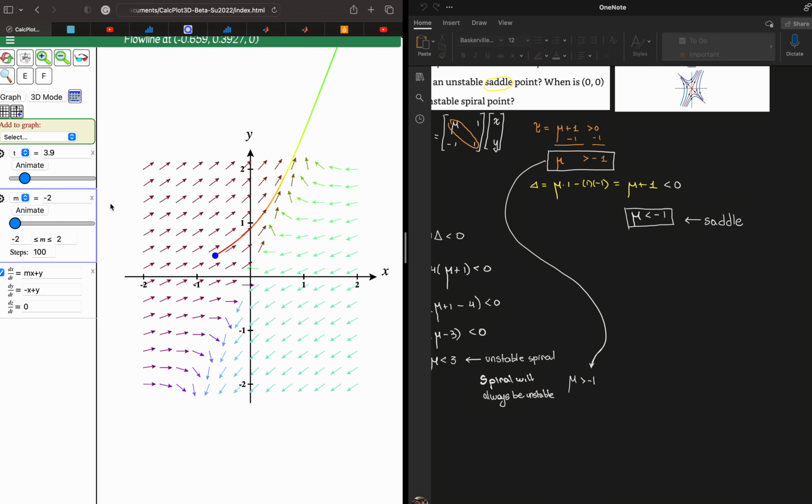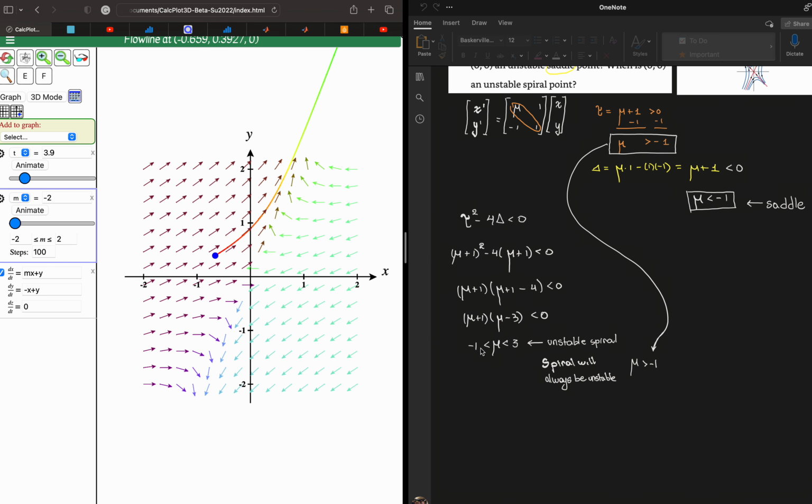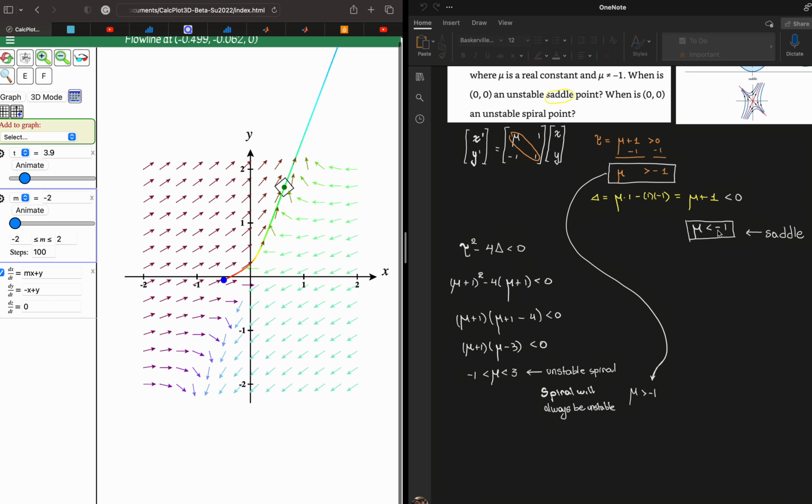Well, what about if mu is less than -1? I really hope my analysis is true. All right, so let's see. What if it's, well, this is -2. And it looks like, in this case, it is unstable because it's a saddle. So this is what they're saying. Oh, I see it, I see it. I hope you see it too.